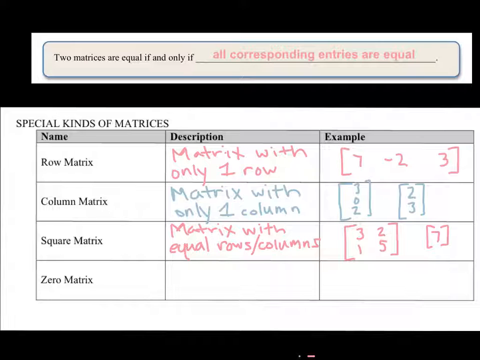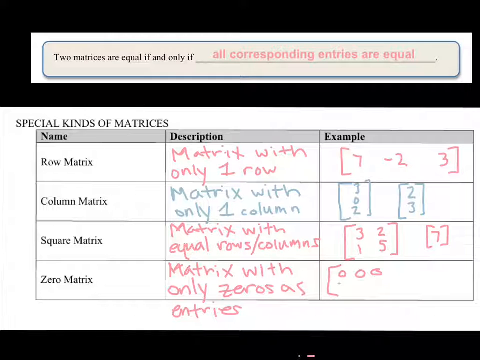And then last but not least, a zero matrix is a matrix with only zeros as entries. So it doesn't really matter what size it is. It's just you cannot have a single number other than 0 as one of your entries. That's it.